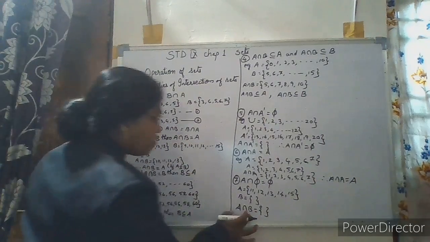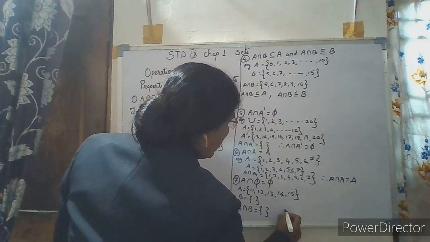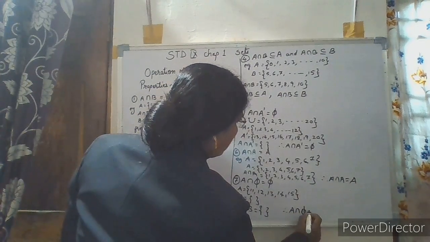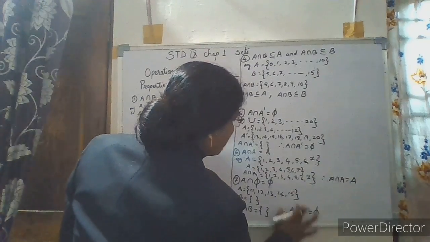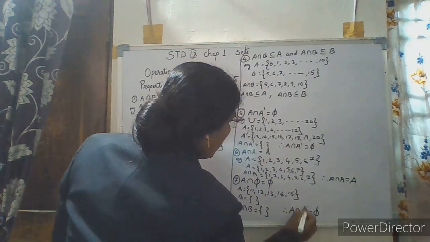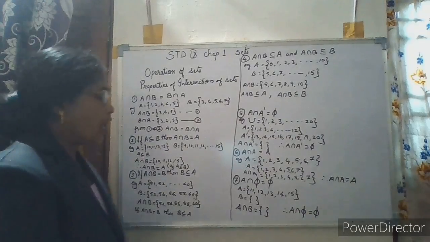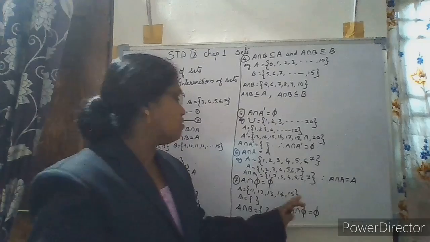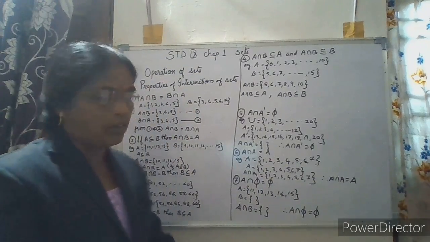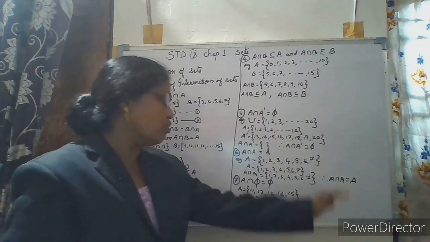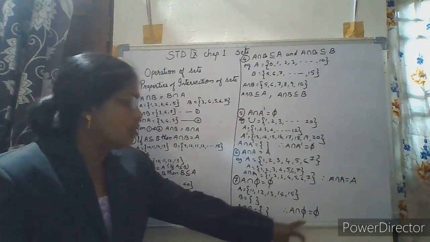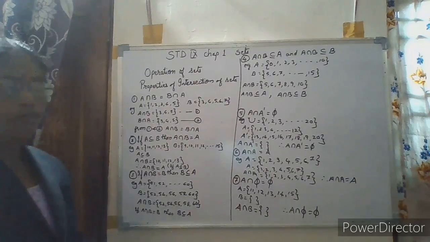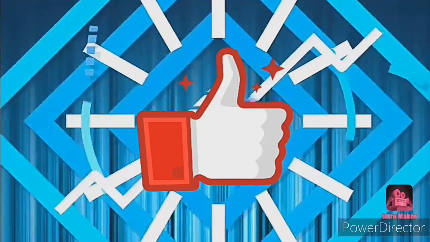So, as B is an empty set, I can write A intersection an empty set is equal to an empty set. B intersection empty set is equal to empty set. C intersection empty set is equal to an empty set. So these are the properties of intersection of sets.